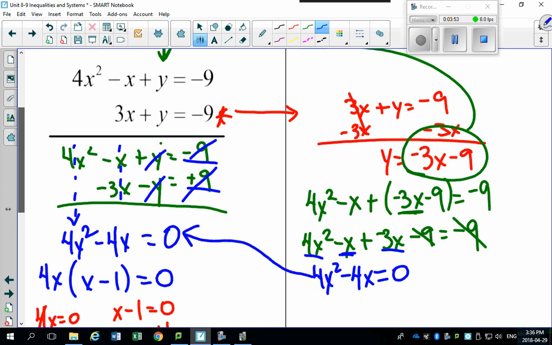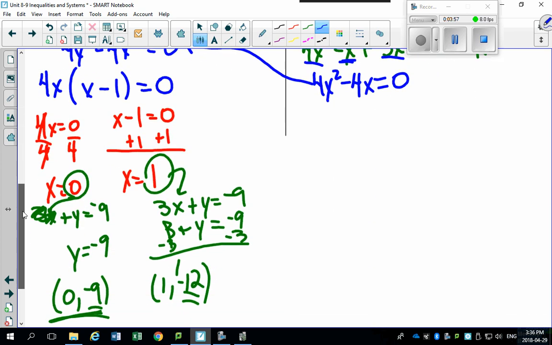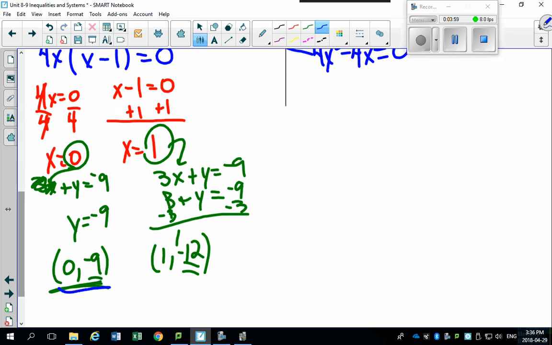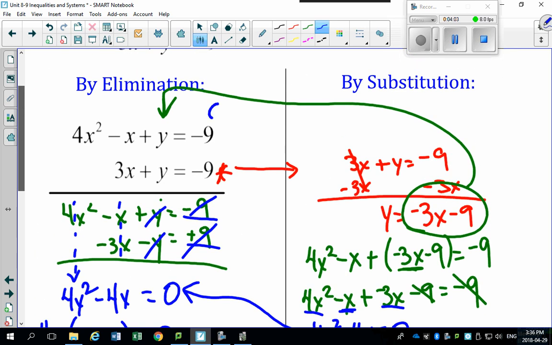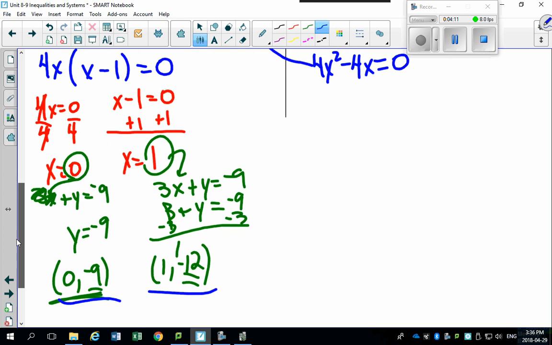So what I want to show you here is the answers, which we know were (0, -9) right here and (1, -12). So (0, -9), (0, -9), and (1, -12), I believe, were the right answers, right? Let's double check. All the way down here, (1, -12), perfect.